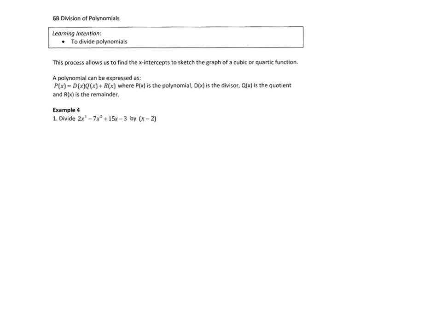So here we are going to divide 2x cubed minus 7x squared plus 15x minus 3 by x minus 2. So long division, you might have done long division when you were in primary school, but not like this. So x minus 2 goes outside because that's what you're dividing into, and you're dividing it into 2x cubed minus 7x squared plus 15x minus 3.